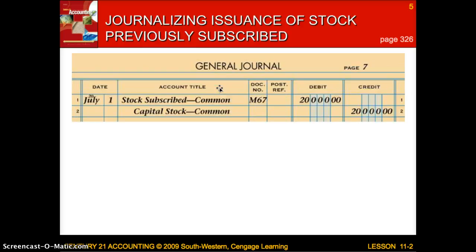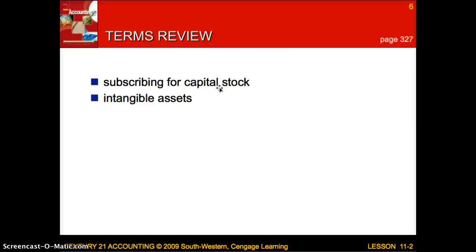Next, we issued a stock certificate to Daniel Herring for 2,000 shares of $10 stated value common stock. So we can give him his stock certificate once his stock subscription is fully paid. On July 1st, he paid the rest of his stock subscription, and now we are going to give him a stock certificate. So we need to debit that stock subscribed so we can close out that account, and then we will credit capital stock common. That will go in our general journal.